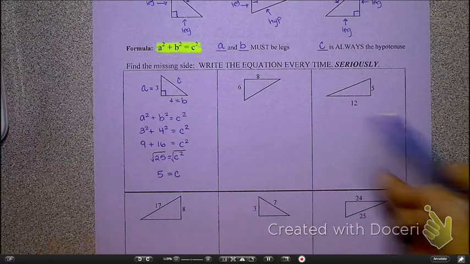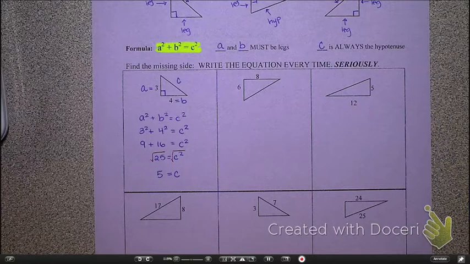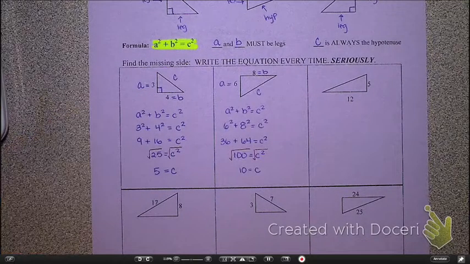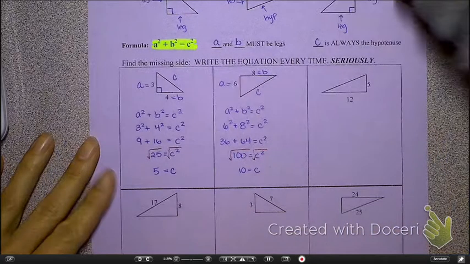All right, I want you guys to try this one right now. Okay, so I'm going to give you guys a minute to try that. All right, so check your work. How'd you guys do on that? Raise your hand if you got it right, please. Okay, nice work.